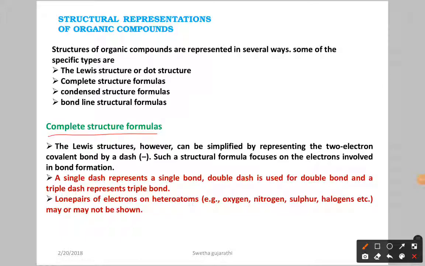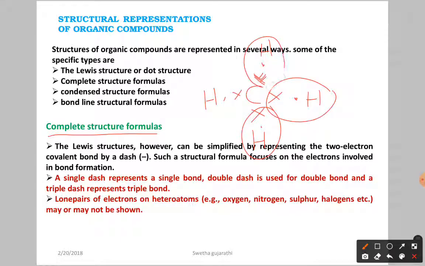Now, as you know very well, in the Lewis structure, for example, if you draw the structure of methane, you are going to write the 4 valence electrons of carbon, and like that you show hydrogen, which has 1 valence electron. This is the Lewis structure of methane. While writing the complete structure, whatever dots we have, we are going to show with one line. One line indicates one bond. As you know very well, one bond consists of 2 electrons.